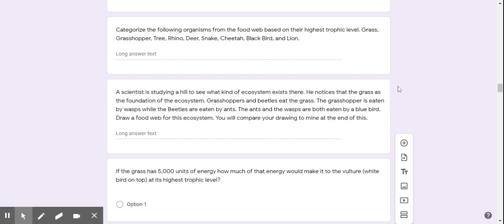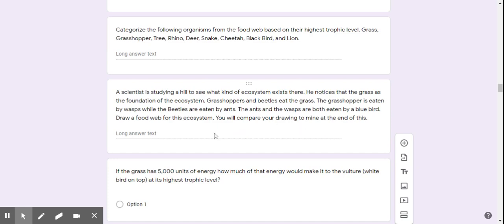He notices that the grass is the foundation of the ecosystem. Grasshoppers and beetles eat the grass. The grasshopper is eaten by the wasp, while the beetle is eaten by the ants. The ants and the wasp are both eaten by a bluebird. So draw a food web for this ecosystem. You will compare your drawing to mine at the end.